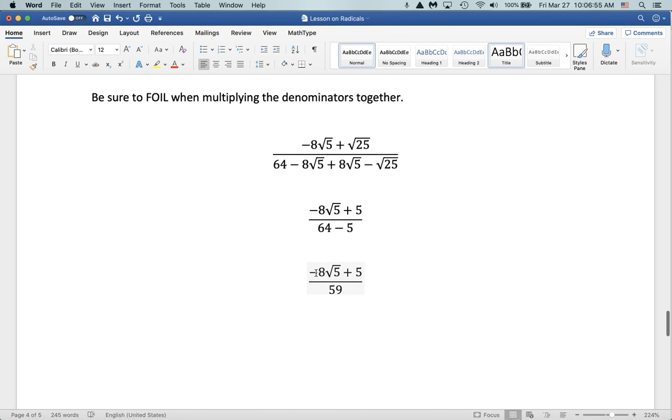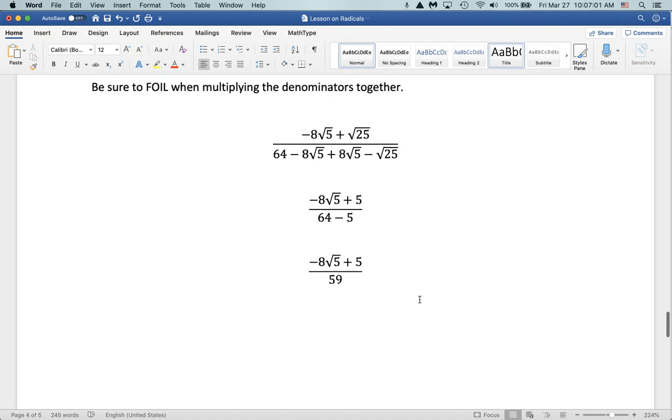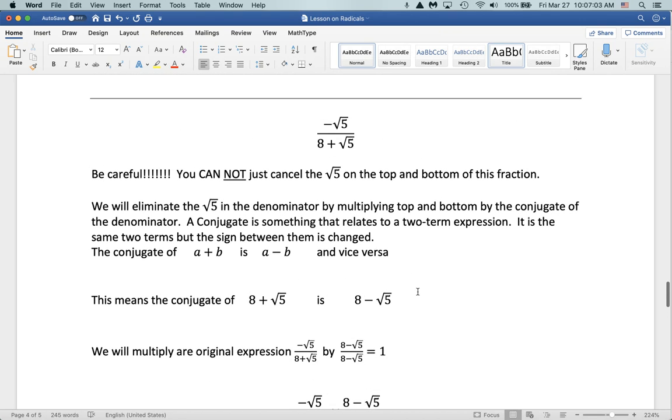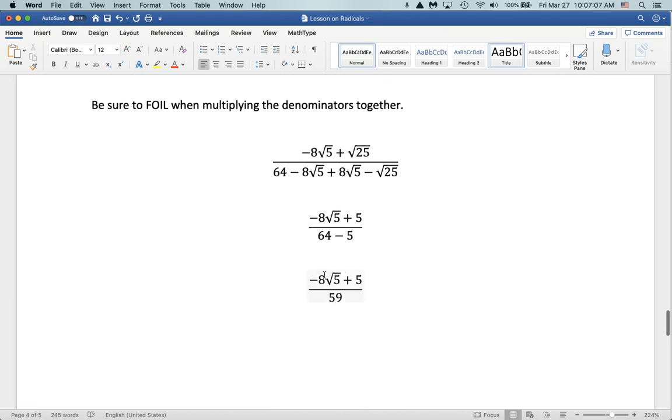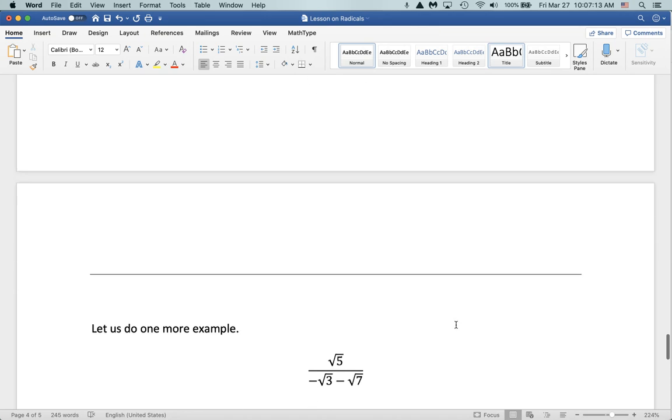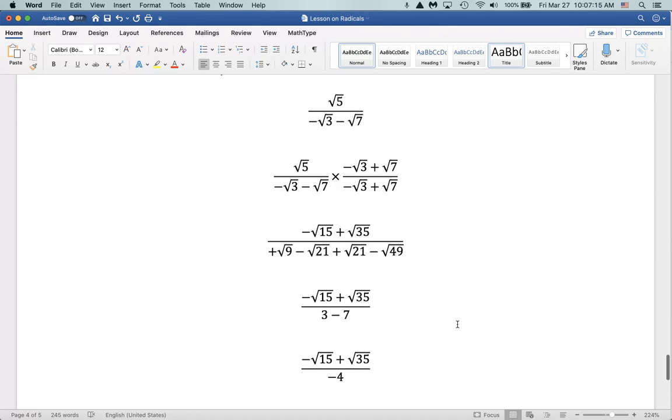And on top, we're left with a negative 8 square roots of 5 plus 5 over 59, which has no square roots in the denominator, which from our original expression looks a little different, right? We have now 2 terms in the numerator, but only 1 term in the denominator, and there's no square roots. It's called rationalizing the denominator. Let's try one more example.